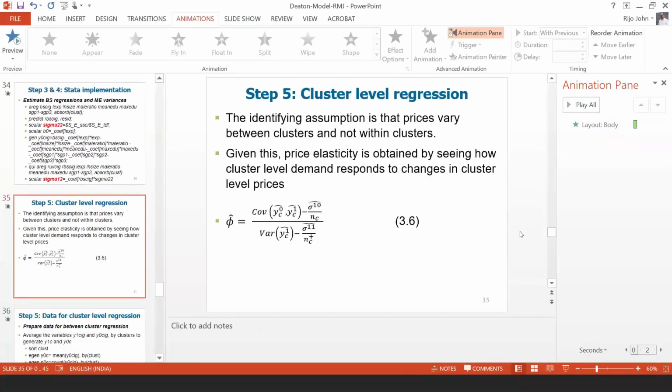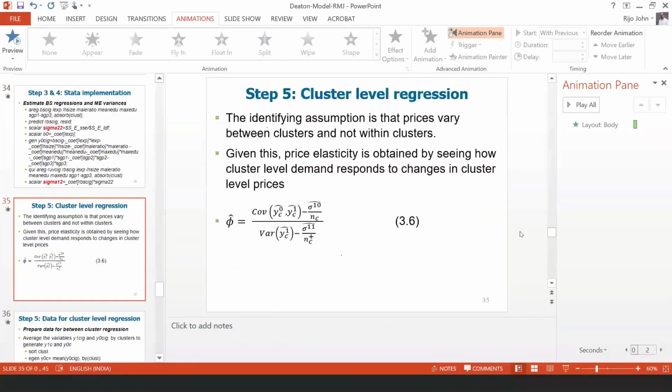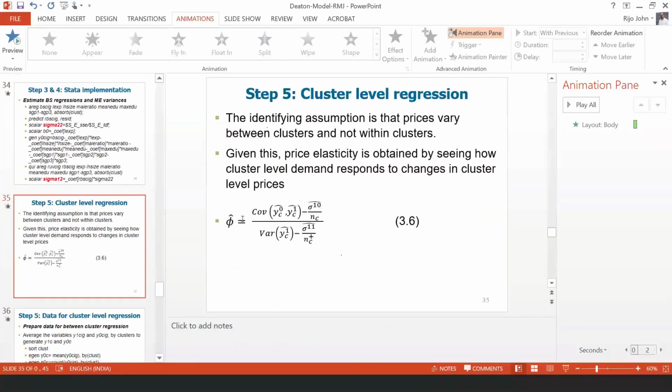Now, step 5 is a cluster level regression. We saw that this can be done with an errors in variable estimation. In fact, all that we did in the previous two slides through these codes, we were basically generating the values we want for each of these. We already have defined y0c and y1c. We have variance of y1c defined, covariance defined. We have sigma 10 and sigma 11 defined. N0c and n1c are to be still calculated, which we'll do now. The identifying assumption is that the prices vary between clusters and not within clusters. Given this, price elasticity is obtained by seeing how cluster level demand responds to changes in cluster level prices.